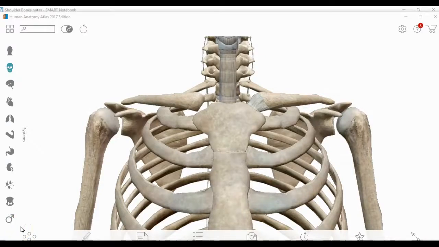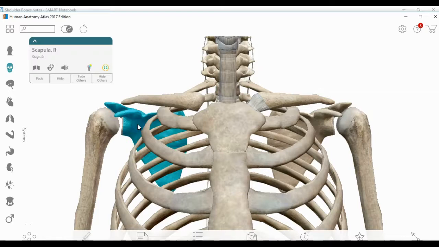Hello students, today I'm going to be teaching you about the anatomy of the scapula bone. Let's get started. So here is the scapula bone.